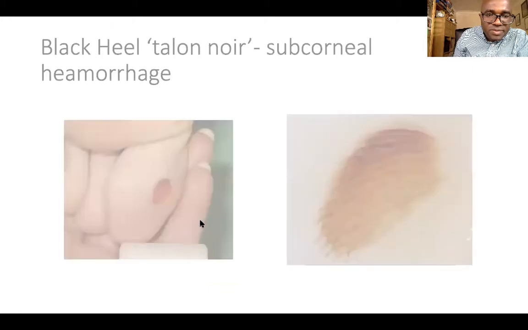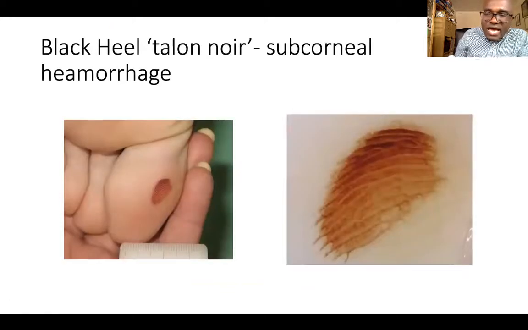Good. So finally, on the sole of the feet, one thing you always need to try to differentiate from a melanocytic lesion is a talon noir or black heel. Patients will often tell you that they've seen black spots on the sole of the feet. And if you look at the dermoscopic image, the sharply demarcated area is a corneal hemorrhage.